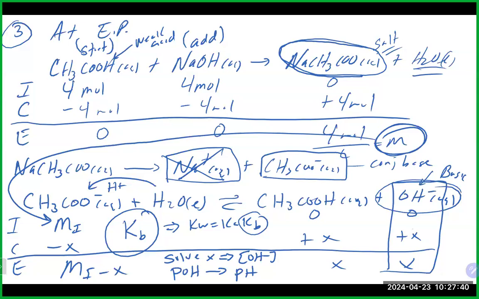So at the equivalence point, you do need 2 ICE tables. The first ICE table is really just to figure out the concentration of your salt. The second ICE table is a hydrolysis ICE table, basically. Any questions on that there?